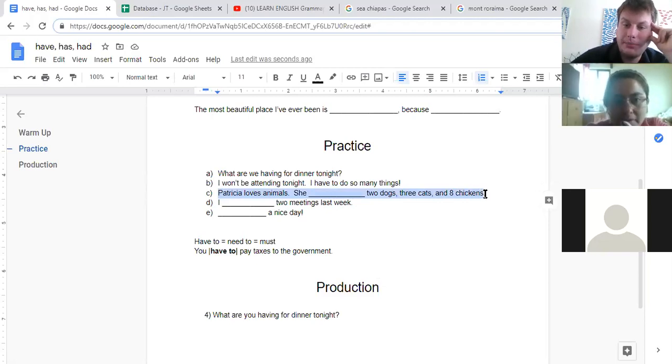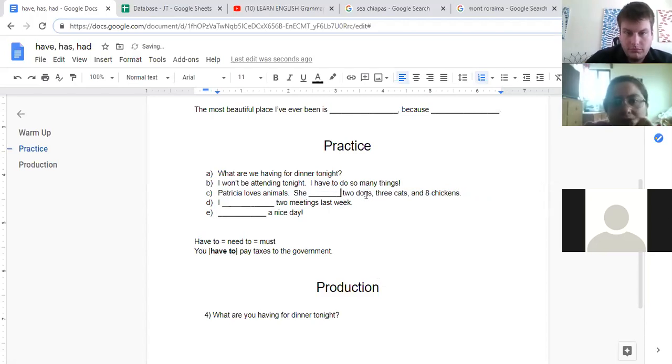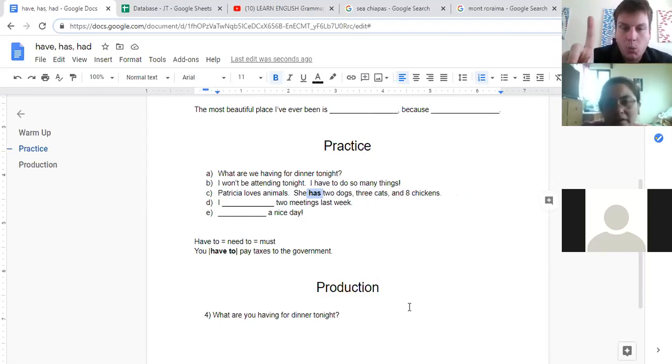Patricia loves animals. She has 2 dogs, 3 cats, and 8 chickens. Yeah, exactly. Thank you. Perfect. The most important thing is to remember she has, he has, it has. If you only remember one thing from class today, just never say he have, she have. It's so wrong in English. Good job, Edith. Okay. Letter D.